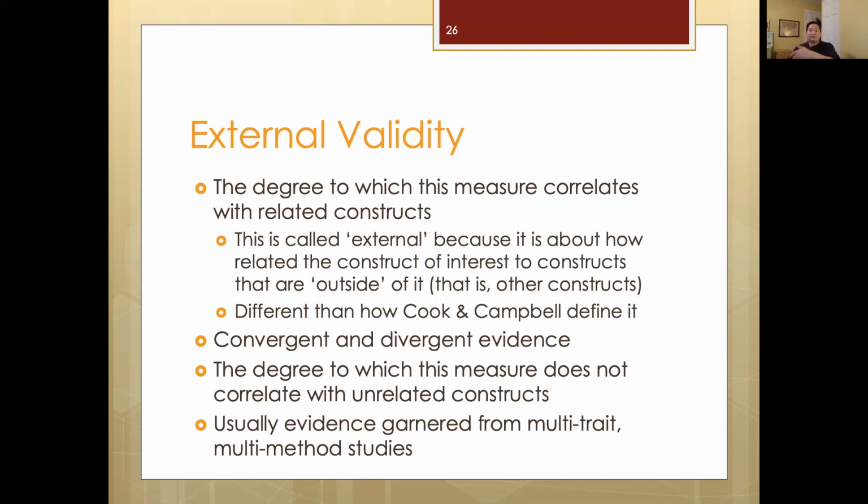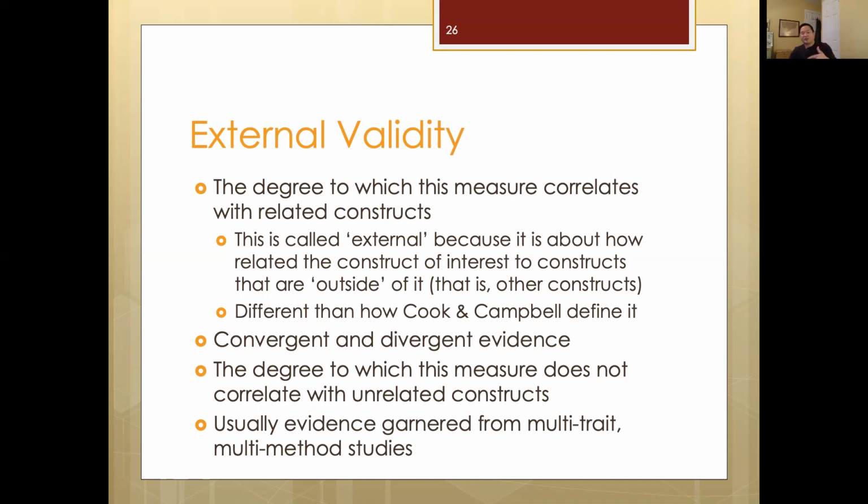External validity for Messick is the degree to which a measure correlates with related constructs. And he calls it external because it's how related your construct is to constructs outside or external to it, or other constructs. This is convergent and divergent evidence. We talked about convergent and divergent validity. Those are two things that fall under this umbrella of external validity.